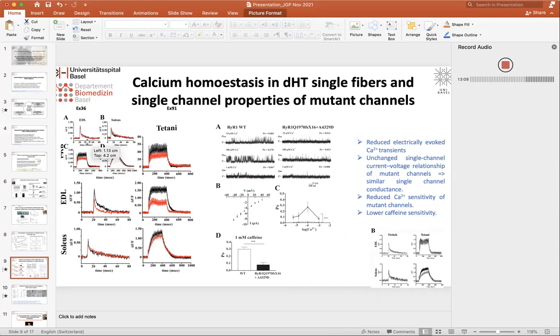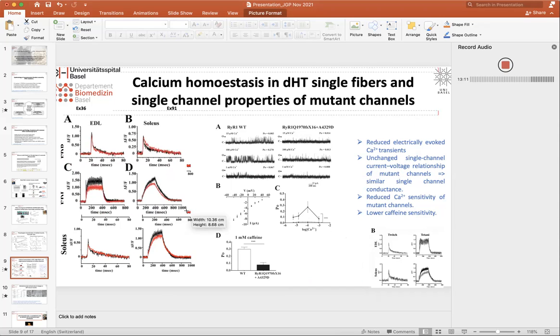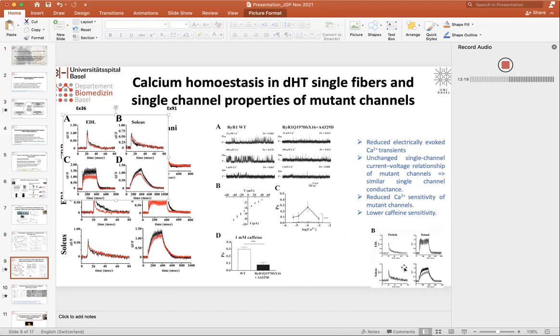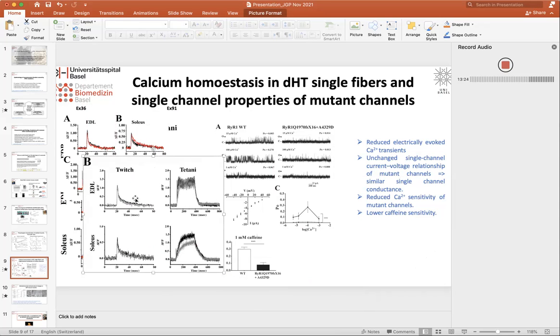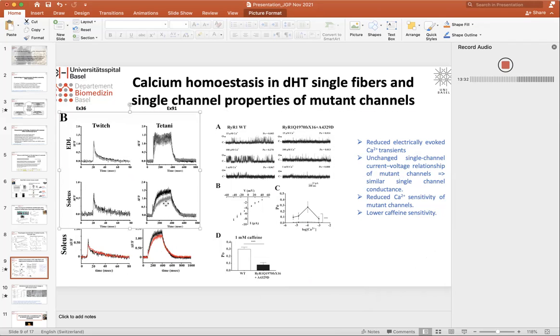Now, interestingly, when we did this experiment with exon 36 mice, you could see here that again it's the EDLs which are affected more severely than the soleus. And we did the same experiment with homozygous exon 91 mice. You could see here that the EDL are barely affected, and once again the soleus muscles are affected. This is quite intriguing because it indicates that even though the reduced amount of ryanodine receptor, as we'll see subsequently, is in both muscle types, clearly they react differently depending on how the mutation is present.